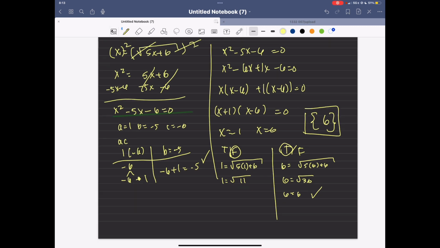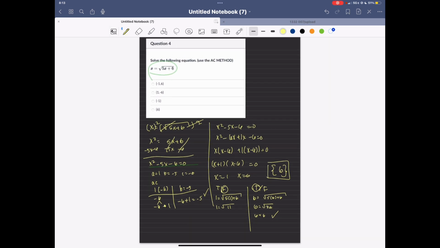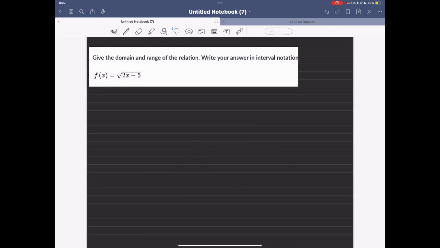And this is for number 4. The domain and range of the relation, write your answer in interval notation. Interval notation is where you have the hard brackets or the soft parentheses, and it's based on the inequality. So let's go ahead and do this.